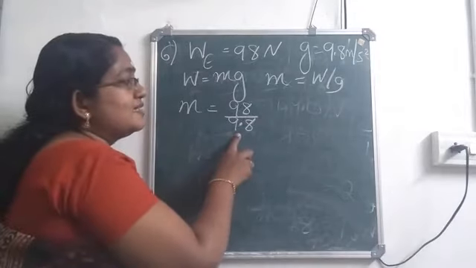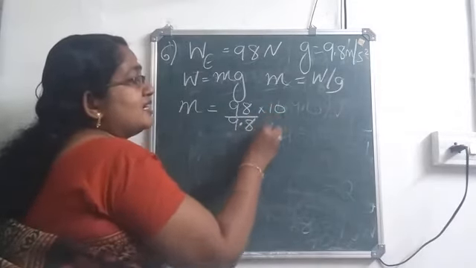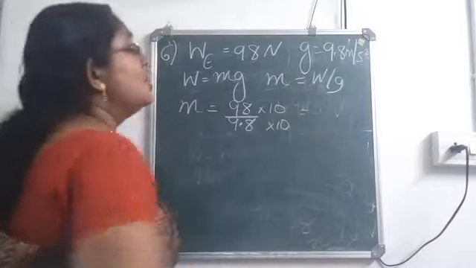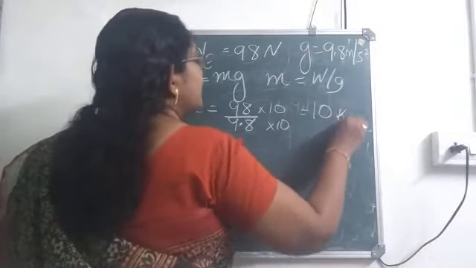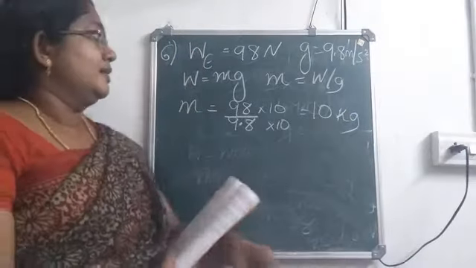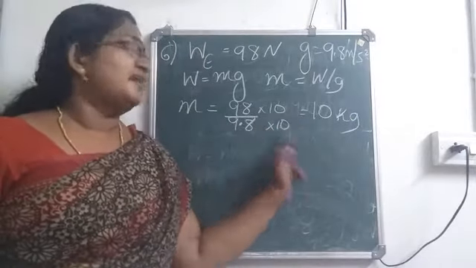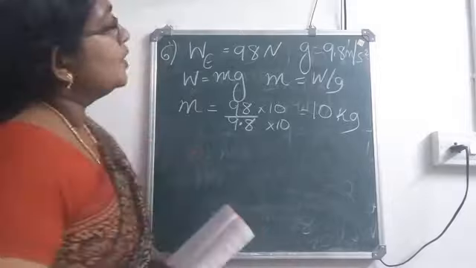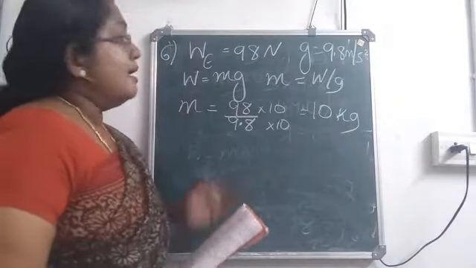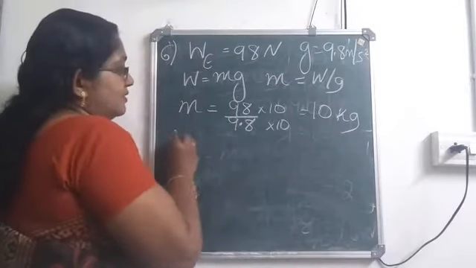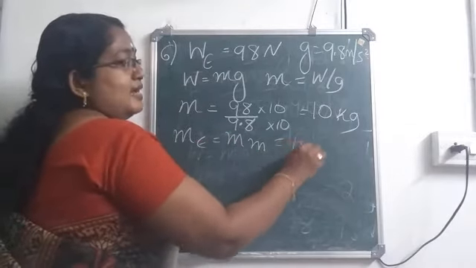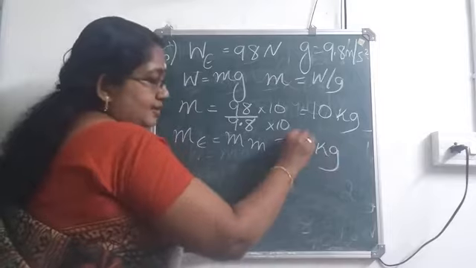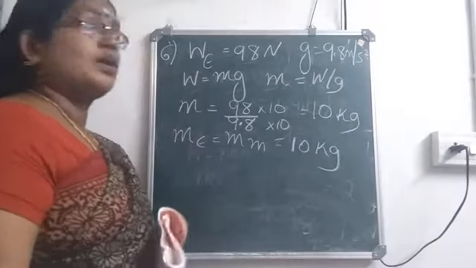Since a decimal place is coming, multiply the numerator and denominator with 10. So, 980 by 98. How much will you get? 980 divided by 98. So, you will be getting it as 10. Mass on Moon and mass on Earth will be same, because mass won't change, isn't it? So, we got the mass.